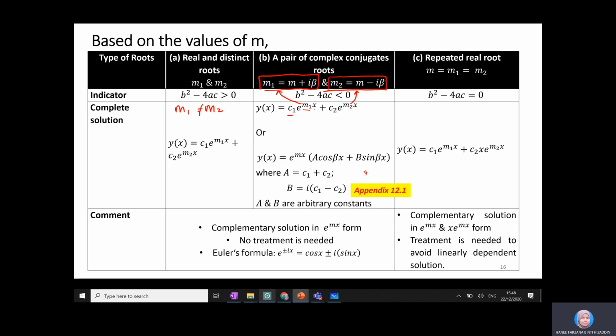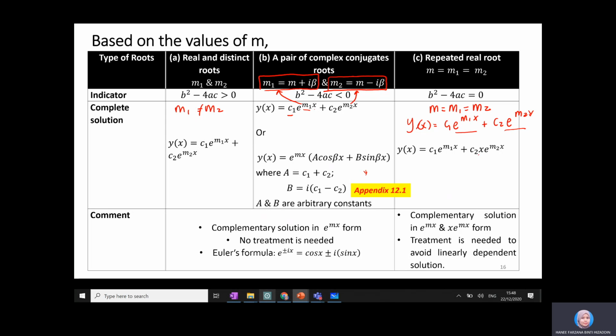However, if your discriminant value b squared minus 4ac is equal to 0, then your value of m is m1 equals m2. Thus, if you were to write y of x equals c1 e^(m1 x) plus c2 e^(m2 x), where m1 and m2 are the same, then this term and this term would not be linearly independent. Thus, you need to put some extra treatment.